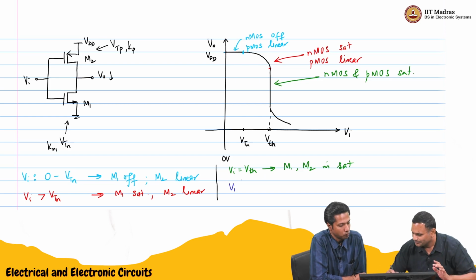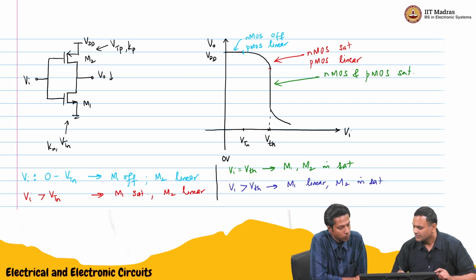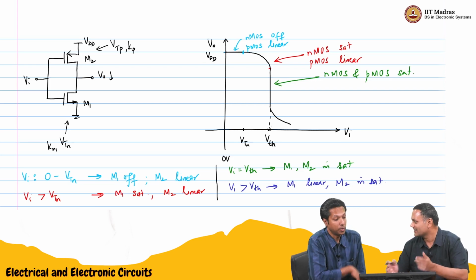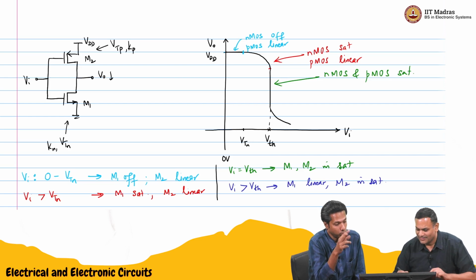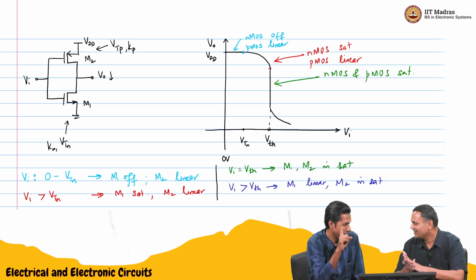Correct. So M1 will be in linear and M2, which is the PMOS, in sat. And that is this curve here. And we can imagine now that it is symmetric. That will continue till the PMOS turns off. Now we wanted the symmetric circuit. Now we can take a guess. Because VI keeps on increasing, at some point VDD minus VI will become smaller than VTP.